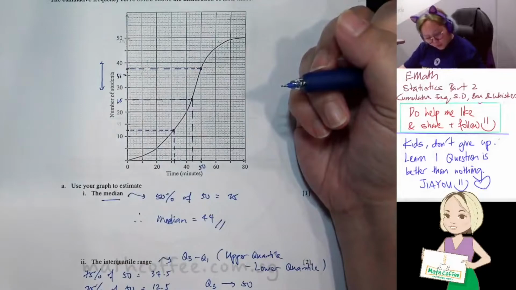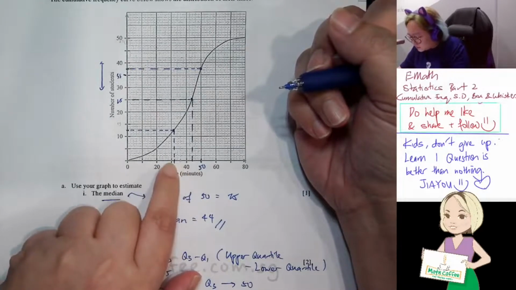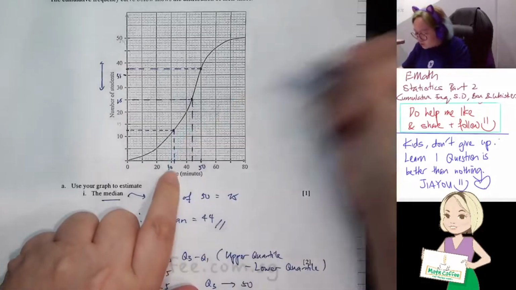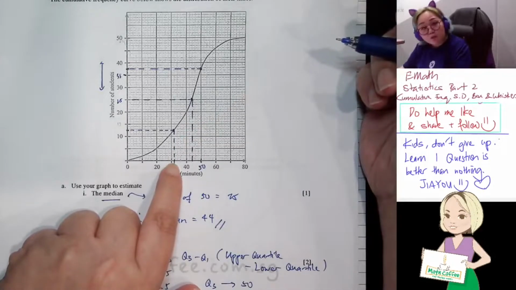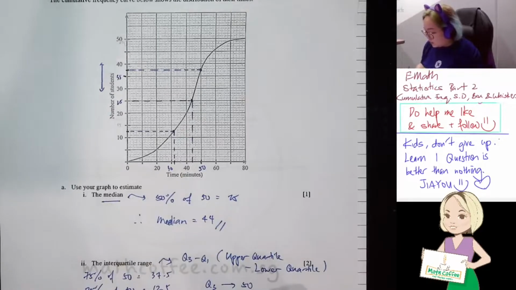Okay, so over here I can see that my bottom, this one is 30. So this one small square is 2. I have one small square, so this one is 32. So my Q1 will be 32.